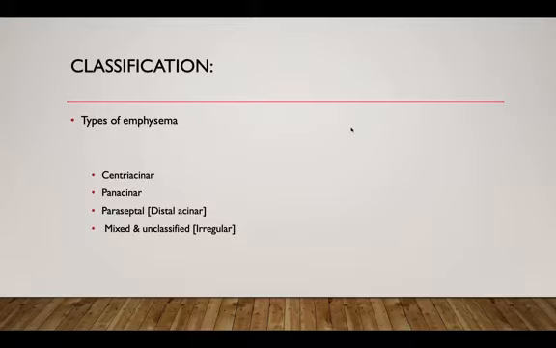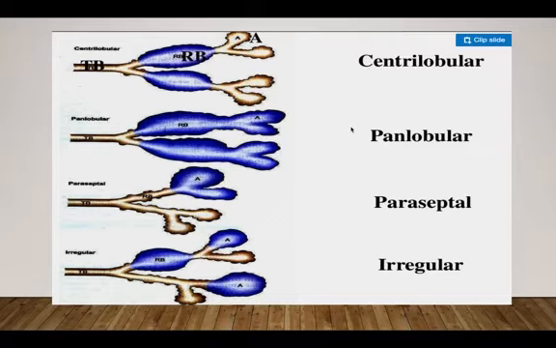Then the classification of emphysema: we have centriacinar, panacinar, paraseptal and irregular emphysema. This is the centriacinar or centrilobular emphysema, in which only the proximal part is involved while the distal part is spared. In panlobular emphysema, all of the alveoli and the acini are involved. In paraseptal, only the distal part is involved. In irregular emphysema, there can be both distal and proximal parts.